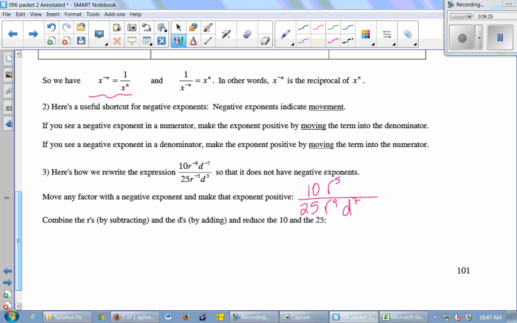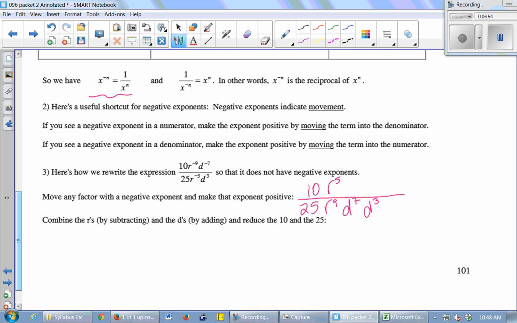Is three of those going to cancel? Oh yeah, you could cancel. I like to write everything with positive exponents before I cancel. This d cubed, it's already a positive exponent, so I don't have to move it. So just leave it in the denominator. And then once everything is just positive exponents, then I cancel. You could cancel beforehand if you want, or apply the subtraction rules that we did last class.